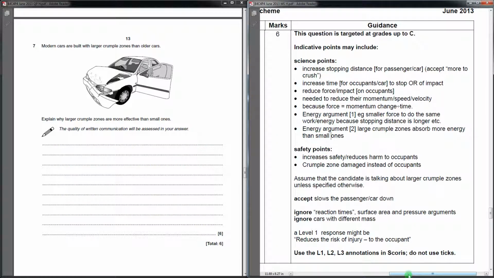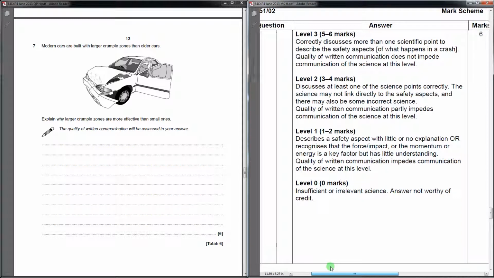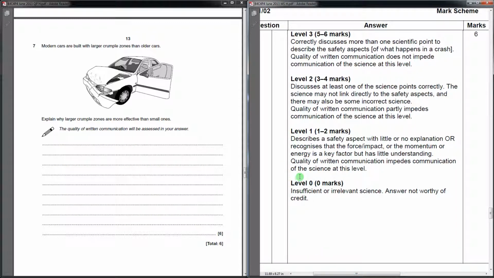And then if we look at which level you can get, we'll just scroll across now to look at the levels in the mark scheme. When people are marking these, they tend to look first of all at which level you've got, and then decide between the 2 marks in the level by how good the points you've made are.